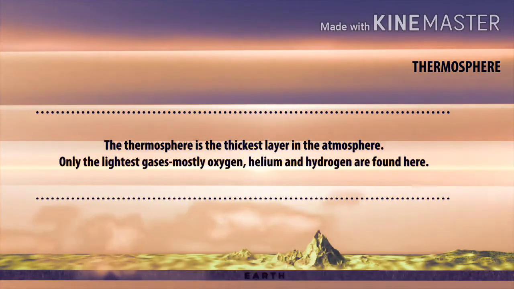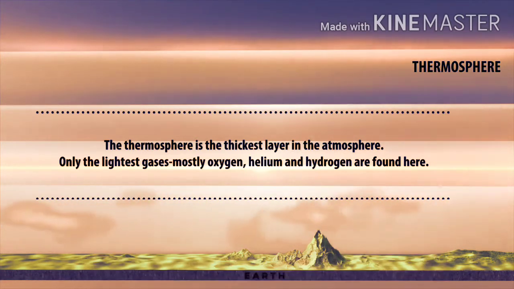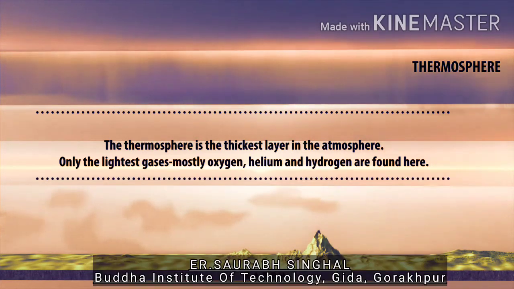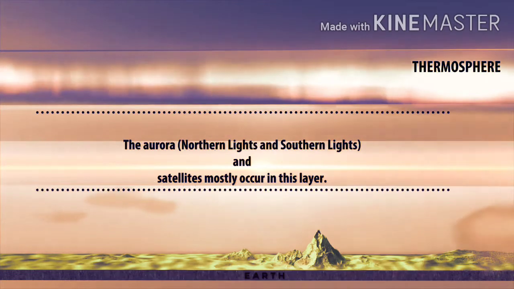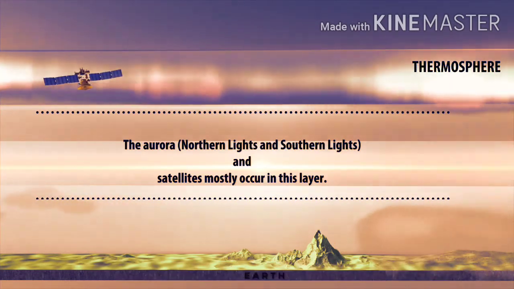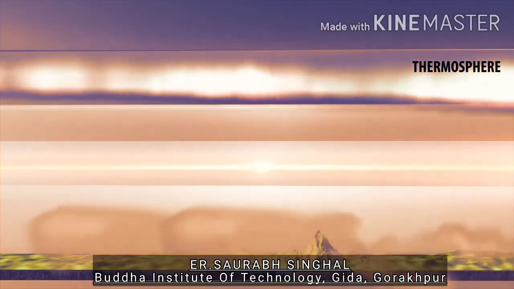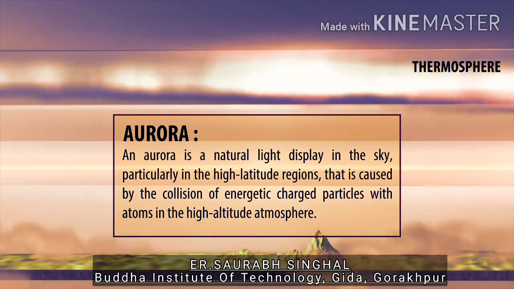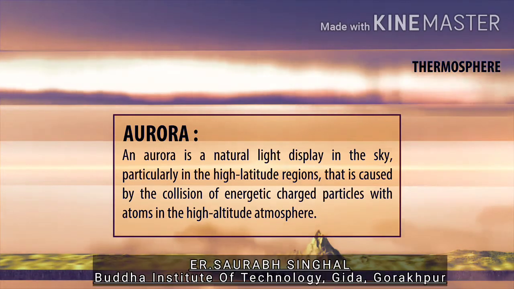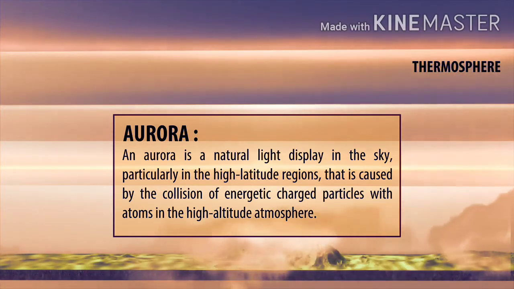The thermosphere is the thickest layer in the atmosphere. Only the lightest gases, mostly oxygen, helium, and hydrogen, are found here. The aurora and satellites mostly occur in this layer. An aurora is a natural light display in the sky, particularly in the high-latitude regions, that is caused by the collision of energetic charged particles with atoms in the high-altitude atmosphere.